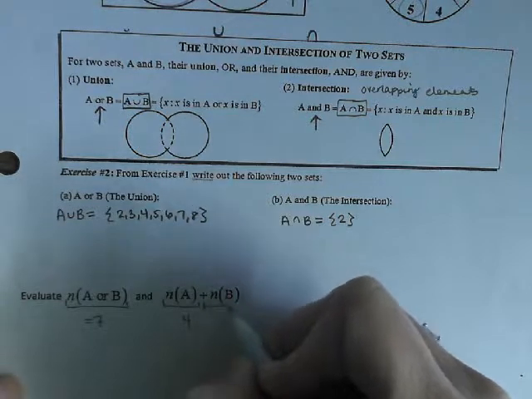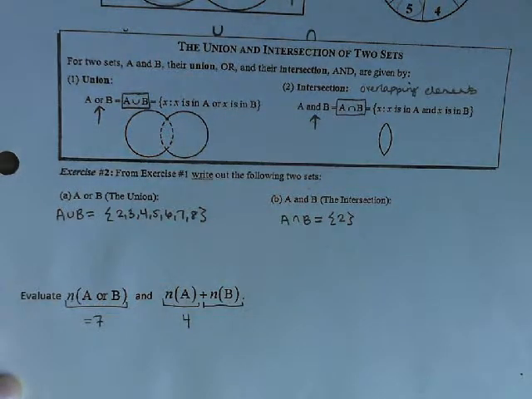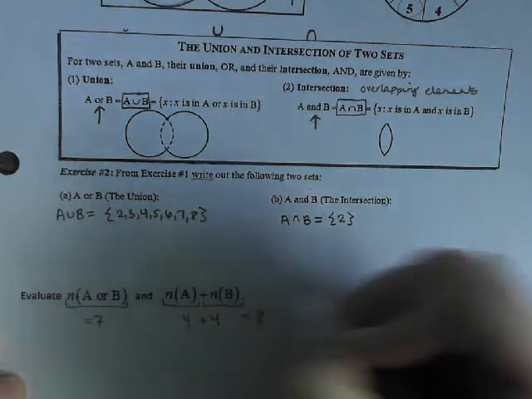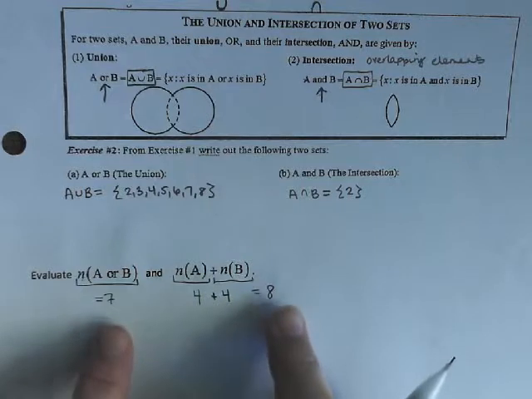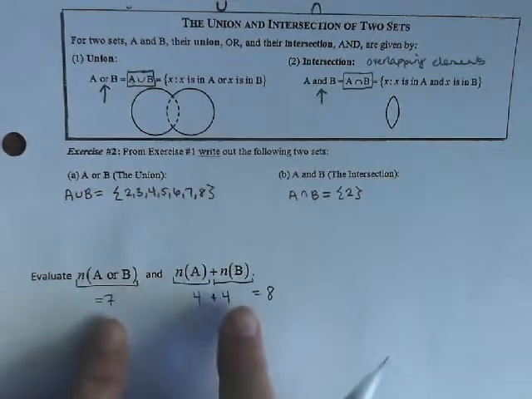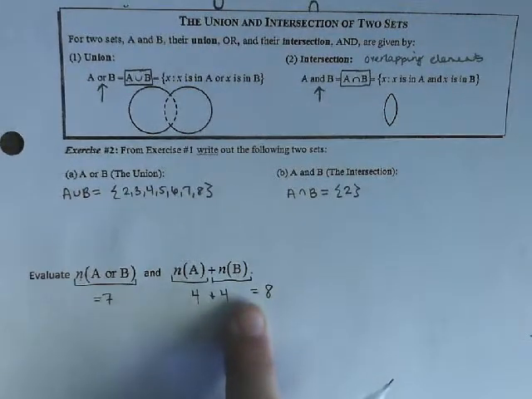Cole, how many items are in set B? Also 4. So how come that is different? Right, because this one counted the number 2 twice. It's that whole double counting thing.